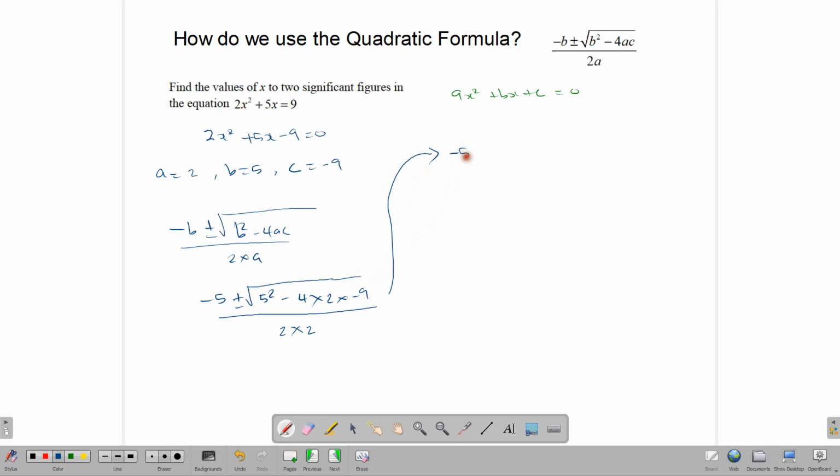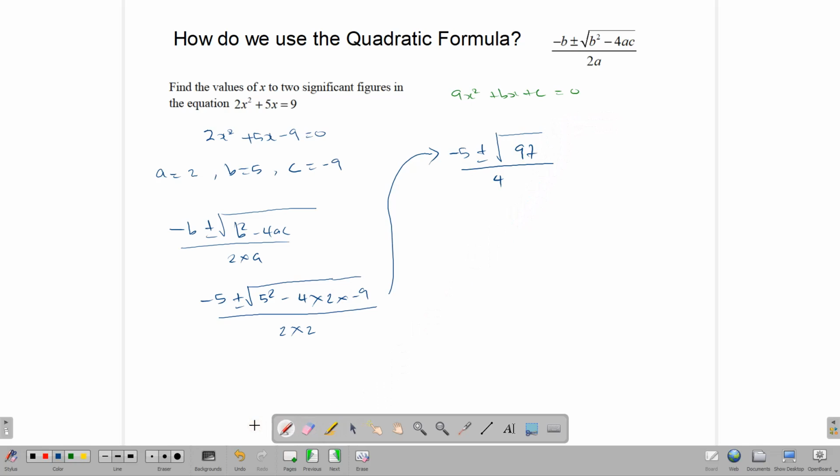This gives us minus 5 plus or minus. And what we need to do now is to find what this number is: 5 squared minus 4 times 2 times minus 9. That number is 97. So we are going to write down our 97, all of it divided by 4. And now we need to find the square root of 97.